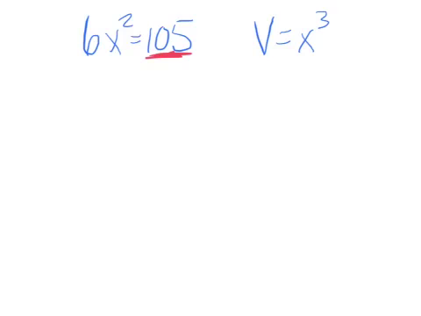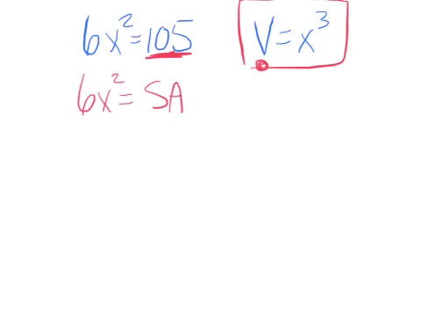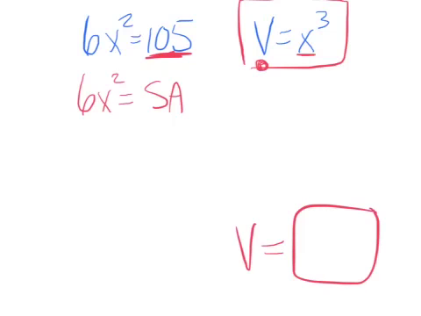So I'm just going to do this. 6x squared is equal to the surface area of our cube, whatever that is. They want us to express volume as a function of surface area. Right now, this is the volume formula expressed as a function of side length. It's volume with respect to side length. They want volume with respect to surface area. So they want volume equals something with SA in there, not the x.